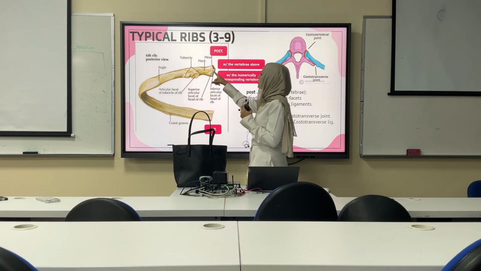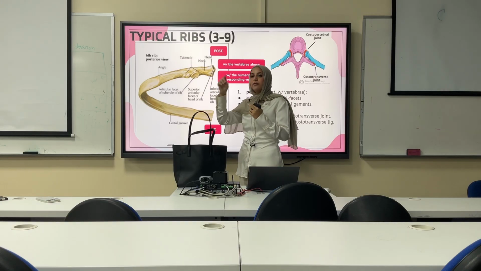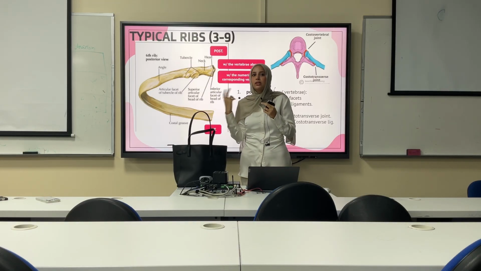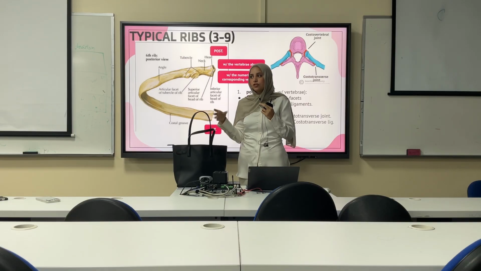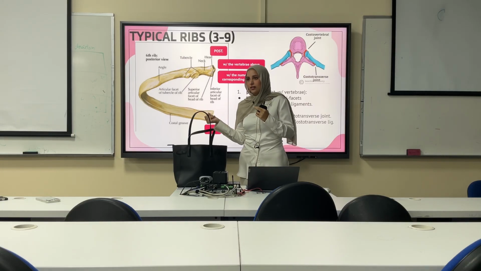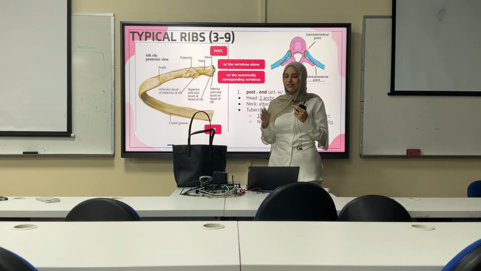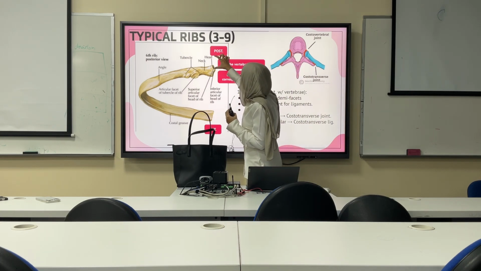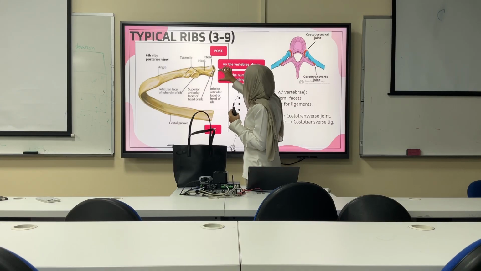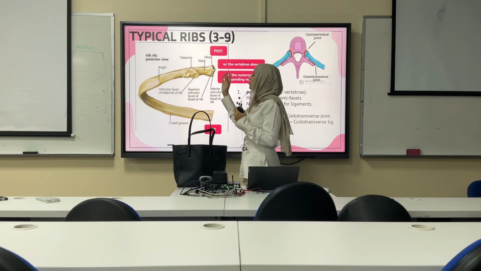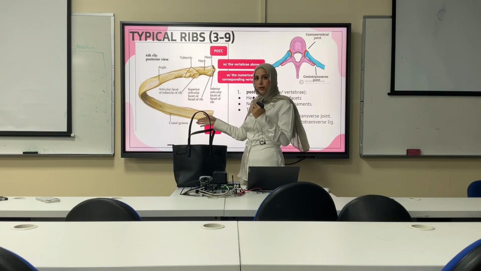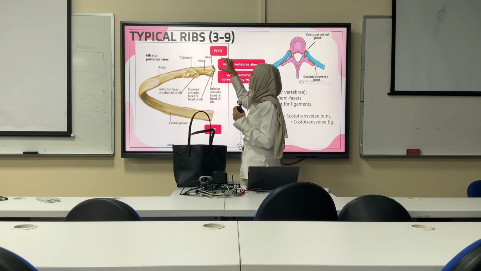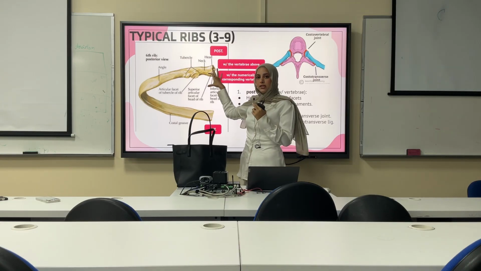Yeah, and then also here you can see in the posterior head we have 2 demi-facets. Why do we call them demi-facets, not just facets? Because they're half joints basically. So here there will be a vertebra, and then here there will be a vertebra. The upper one will be the higher number. For example, if we say this is the 7th rib, the upper vertebra will be the 6th, and then the lower one will be the 7th connecting.